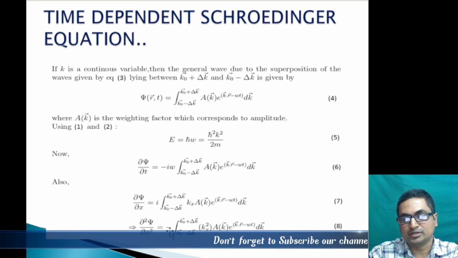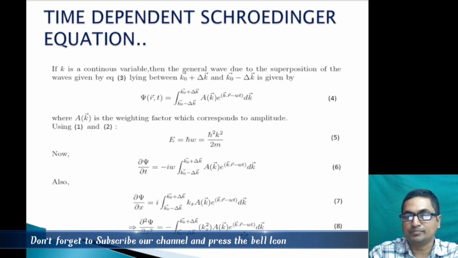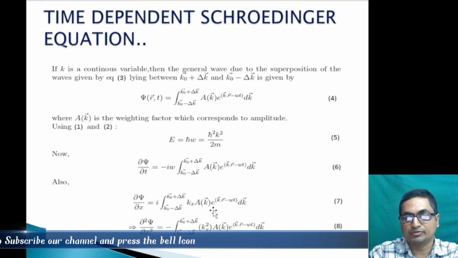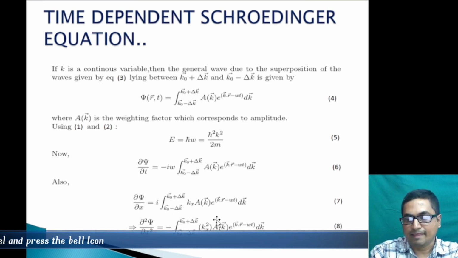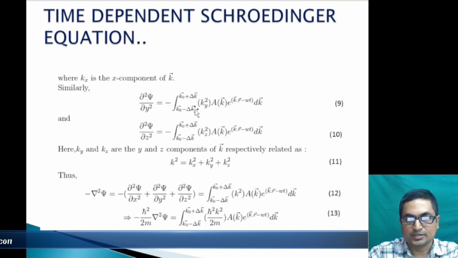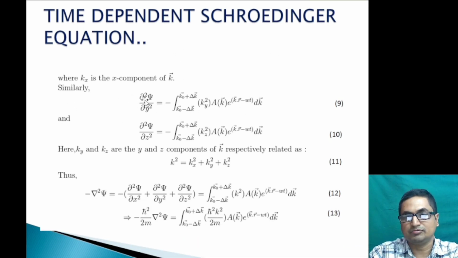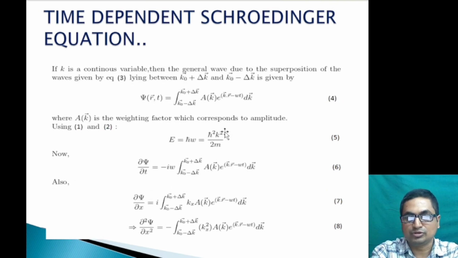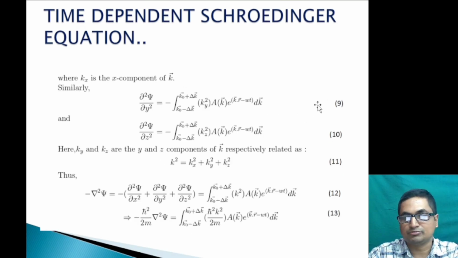i will again come out, and i times i gives minus 1, and kx will become kx square, and the other terms will remain the same. Remember that differentiating with respect to x affects only the term e to the power i k dot r. In the same way, double differentiation of psi with respect to y gives equation 9, where ky square comes out, and with respect to z, kz square comes out, given by equation 10. So all this differentiation has been done: del square psi by del x square is equation 8, del square psi by del y square is equation 9, and del square psi by del z square is equation 10.